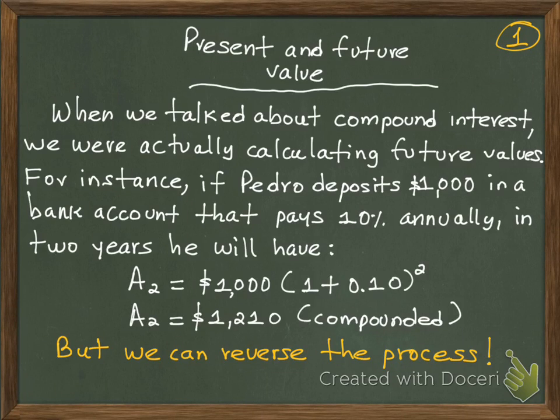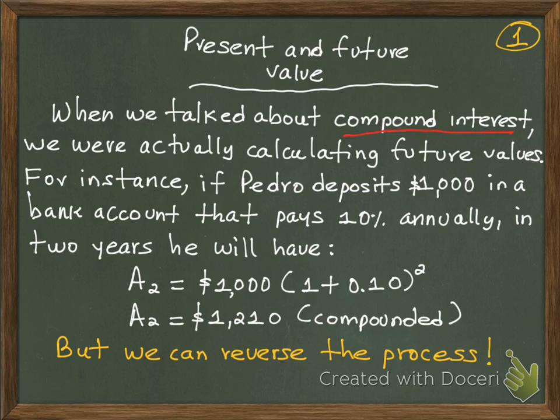We can use the formula of compound interest to understand the concepts of present and future value. Actually, the formula that we were using of compound interest is the formula of future value. So when we talked about compound interest, as I said, we were actually calculating future values.